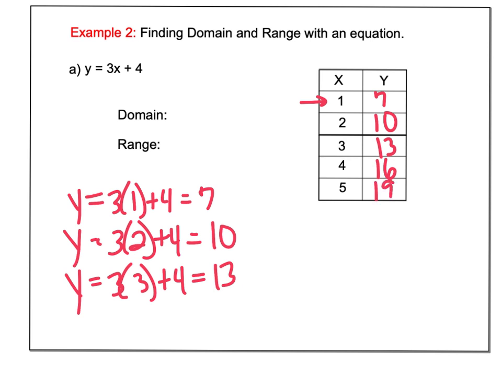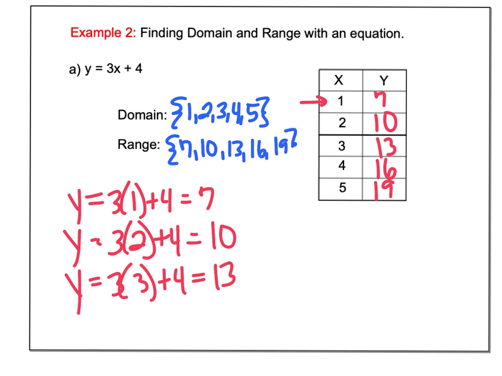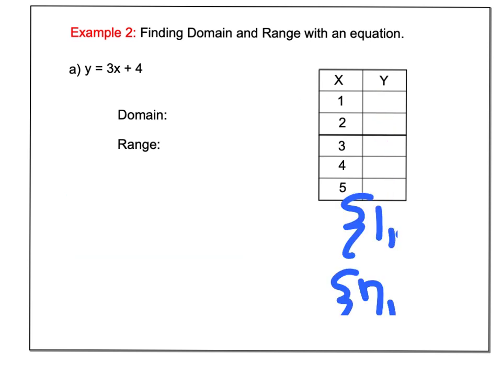So now we're asked to list the domain. Again, the domain is the set of input values 1, 2, 3, 4, and 5. And then the equation told us our output values 7, 10, 13, 16, and 19. So sometimes you're going to have to calculate to find your range.